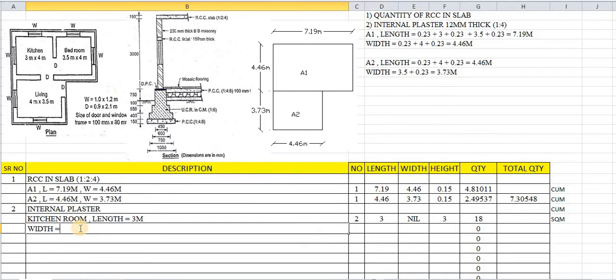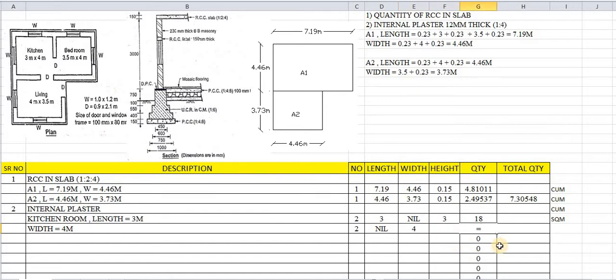What about the width of the kitchen room? 4 meters. Again, how many numbers are there? Again 2 numbers of plastering to be done along these y directions, 1 and 2. So that means 2 numbers of 4 meters. Here length is not considered, width has been considered. So width is nothing but 4 meters. What about height? Height is the same, 3.